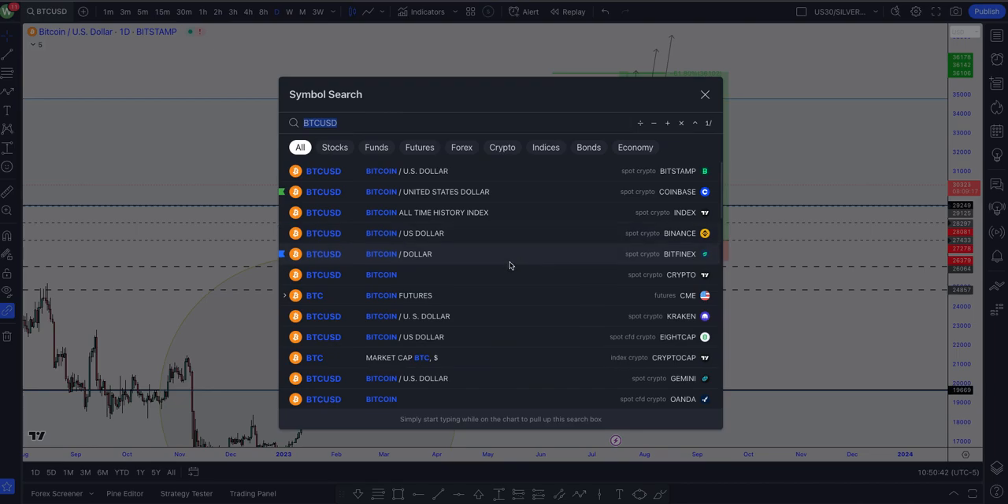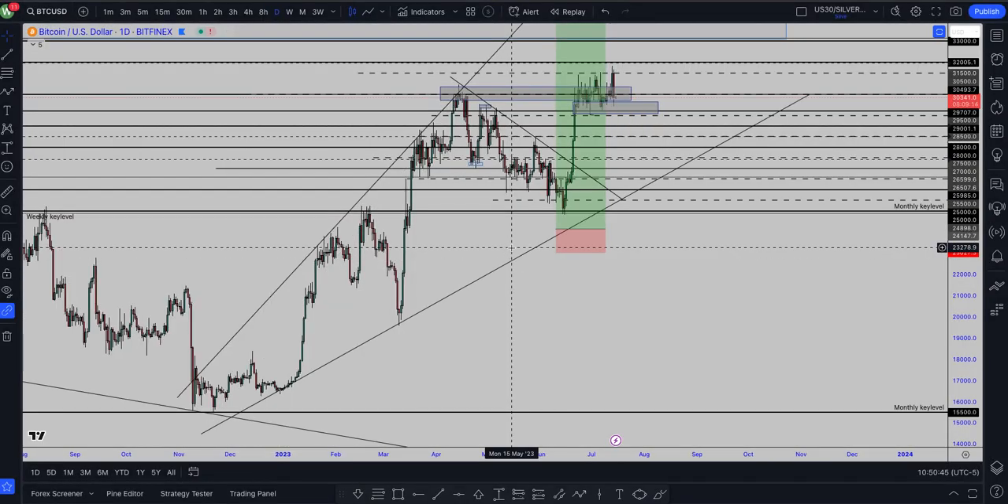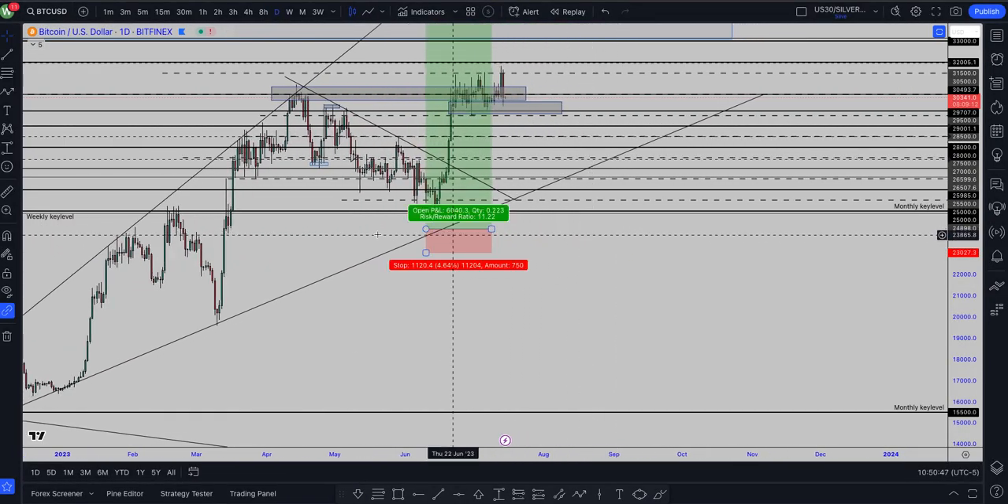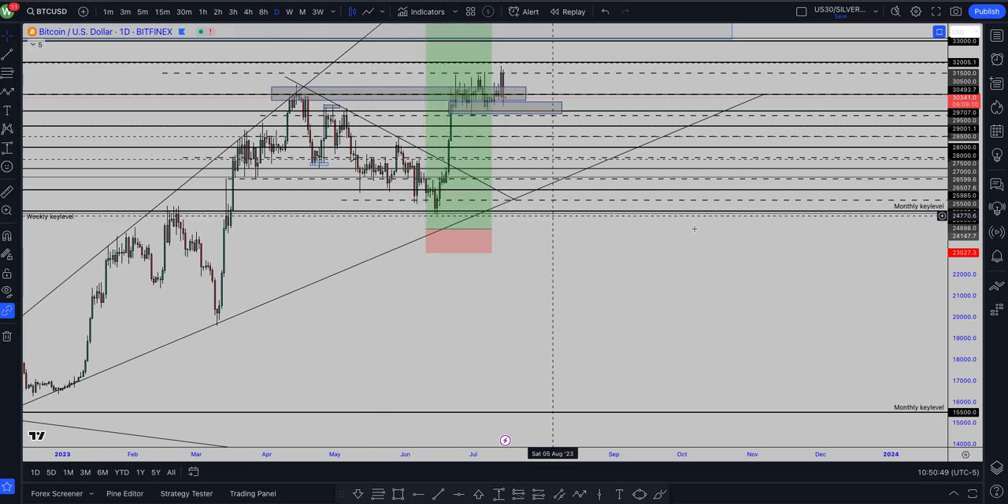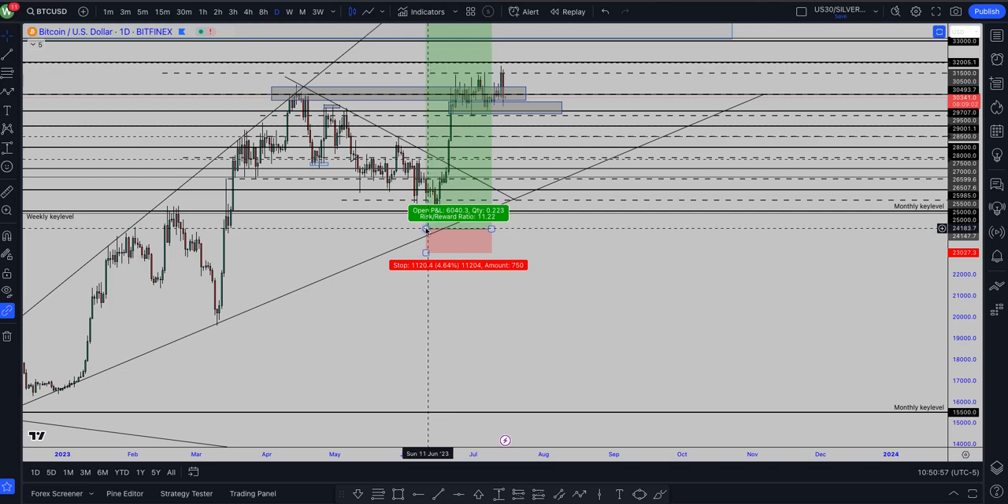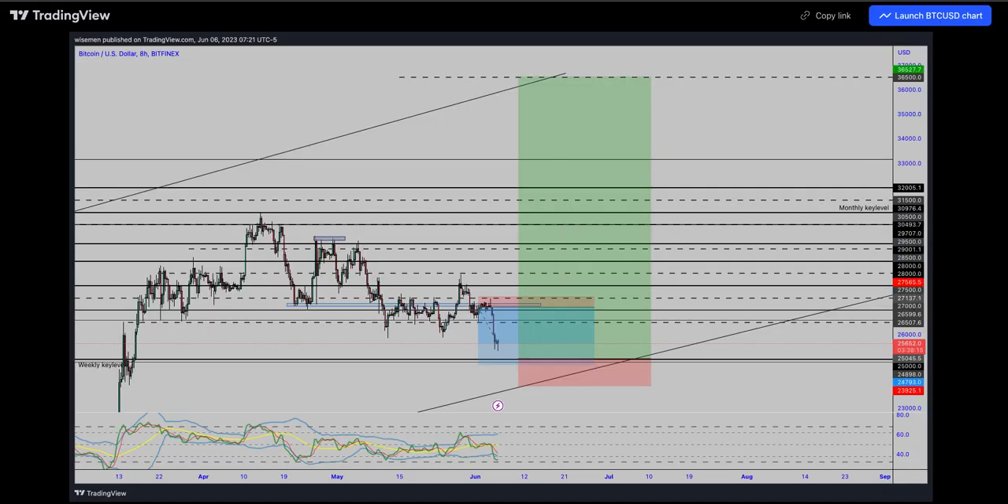So, Bitfinex. You see, it moved from 25,000, right? Look, this was my monthly key level exactly at 25,000. This started pushing up, and look where it's currently at now, at 31,000. And initially, this was my entry on June 6th.